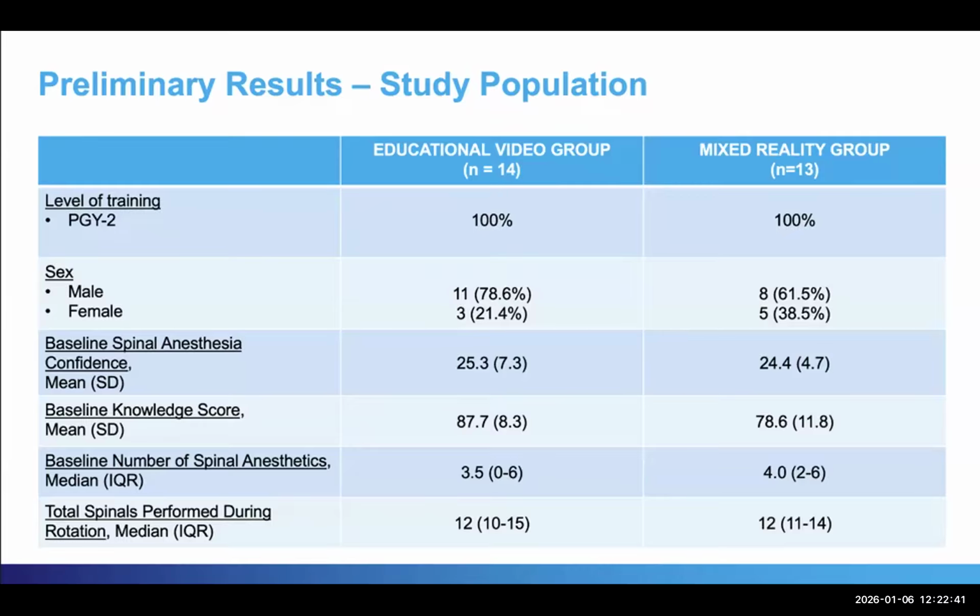As I said, we're only using PGY2s, so our PGY2 is 100% in both groups. We have similar baseline spinal anesthesia confidence, 25 versus 24. Slightly improved baseline knowledge score of 87 for the educational group, but very similar in terms of baseline number of spinals prior to the rotation and the exact same number of spinals performed during the rotation. So, somewhat similar baseline demographics.